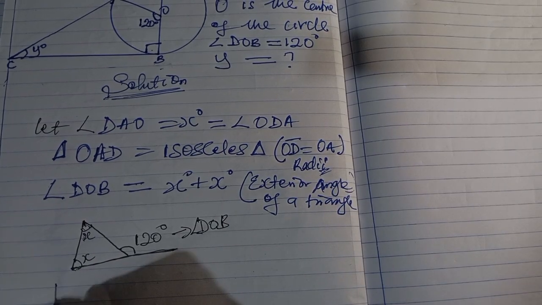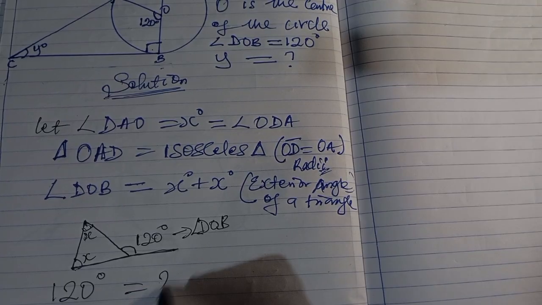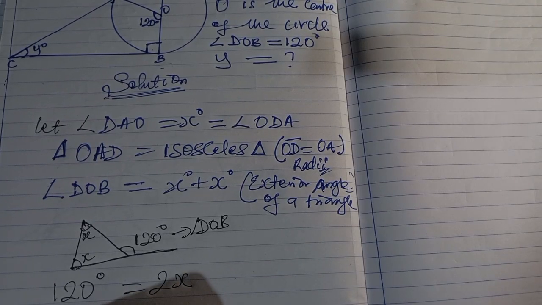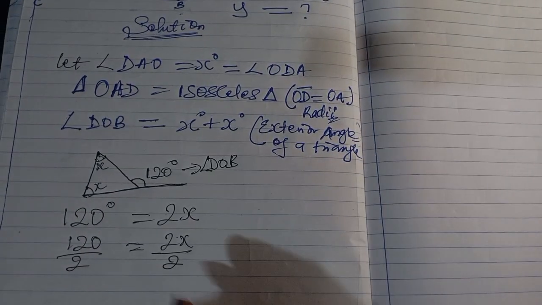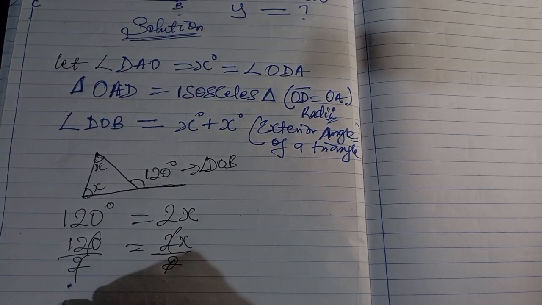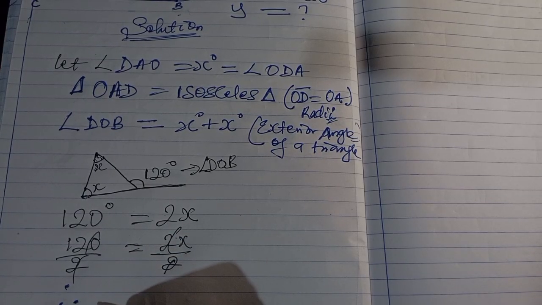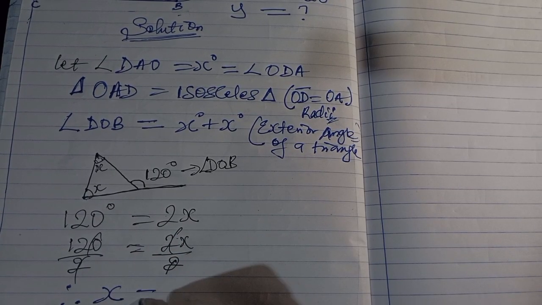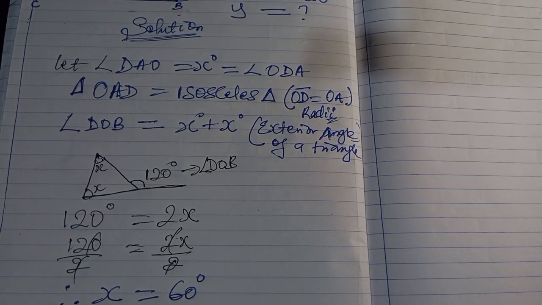So we now have 120 degrees is equal to 2x. So when you divide 120 by 2, you have 2x divided by 2. This can now cancel. Therefore, x is equal to 60 degrees.